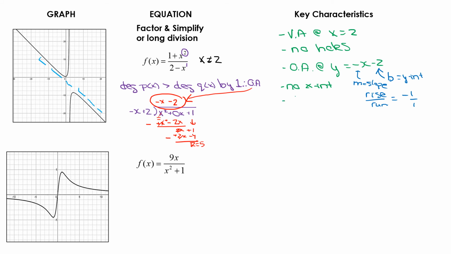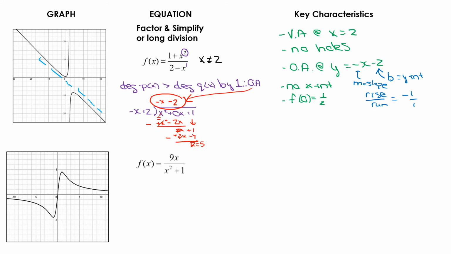Y-intercept, of course, is subbing in f at 0, and that gives us 1 over 2 for our y-intercept. So there's all the information that we get from the equation that matches with the graph.